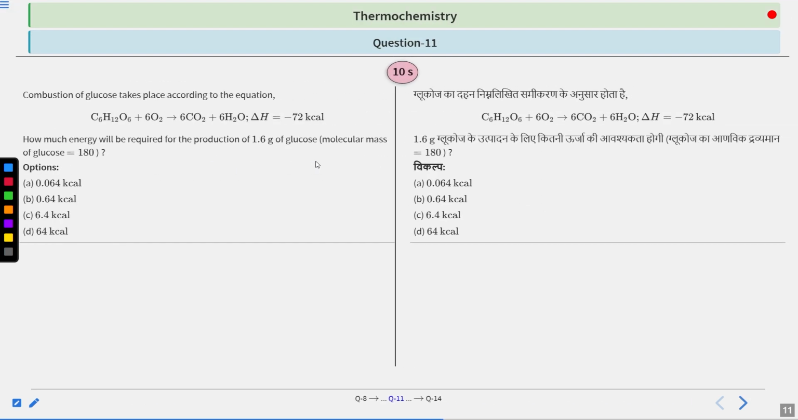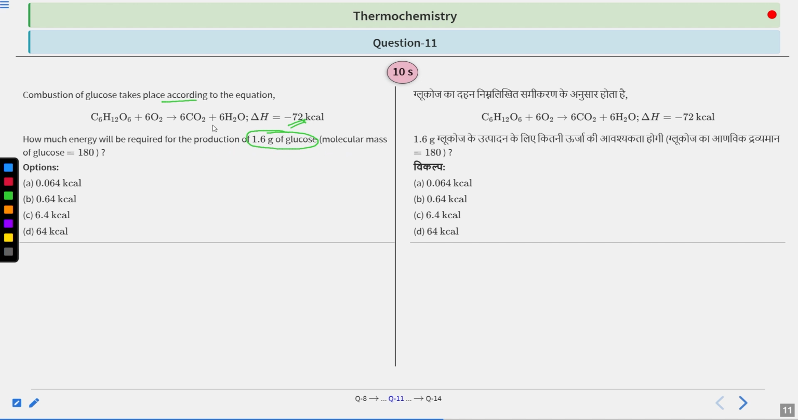Question number 11. Combustion of glucose takes place according to the equation C6H12O6 + 6O2 gives 6CO2 + 6H2O, whose delta H is given as minus 72 kilocalorie. How much energy will be required for the production of 1.6 grams of glucose? Molecular mass of glucose is given as 180 u.